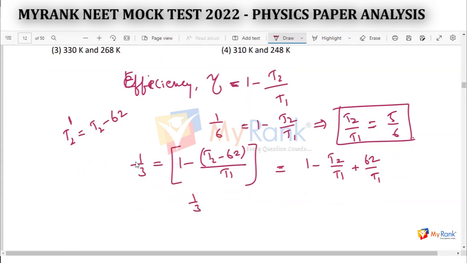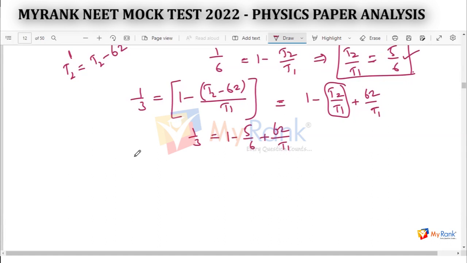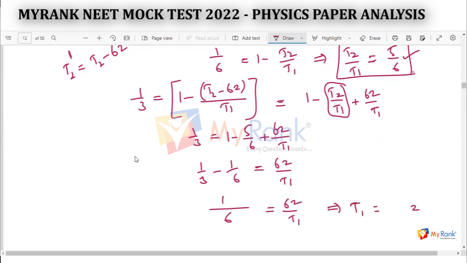So we got 1 by 3 equals to, right? This can be written as 5 by 6. So 1 minus 5 by 6, let me write, plus 62 by T1. 1 minus 5 by 6 means what? 1 by 6. So that 1 by 6 I'm bringing to LHS, 62 by T1. So LCM is 6 here, 2 minus 1, 1, that is 62 by T1. So this implies T1 is 6 times 62, 372 kelvins is the T1 value.